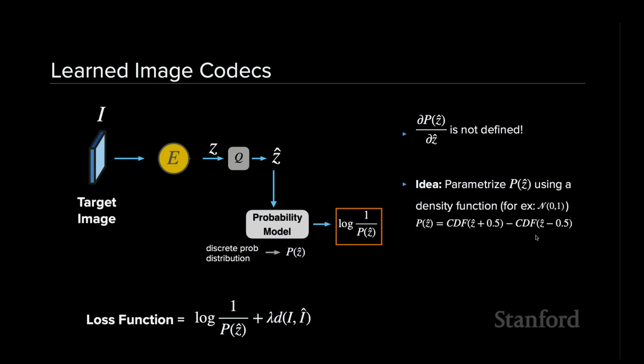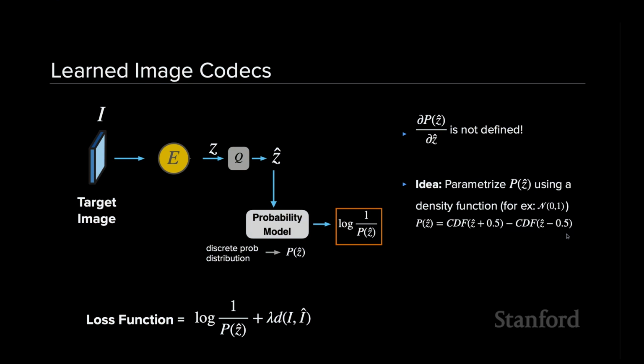So this probability model is in my hands, okay? I want to assume that it is Gaussian. So I'll assume my P of Z hat is Gaussian, P of Z is Gaussian, but it isn't really a continuous variable, it's a discrete variable. So one assumption is, I can write my P of Z hat as if it's the cumulative density function of a Gaussian, normal 0, 1, at Z hat plus 0.5 minus the same CDF at Z hat minus 0.5.